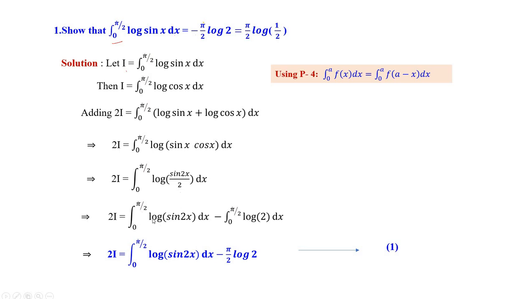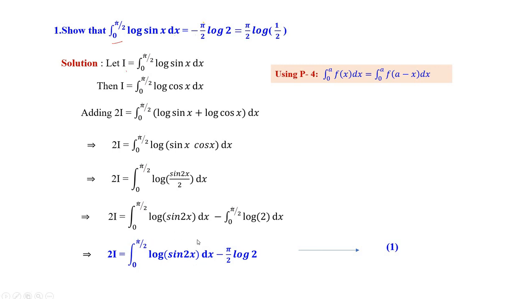Now, integral 0 to pi by 2 log a by b is log a minus log b. So we have used that, and this is what we have arrived at. Now we will consider this alone separately and show that this is nothing but I itself. So once that is shown, 2I minus I we will get, and that will be minus pi by 2 log 2, which is rewritten as this, because log 1 is 0, we can rewrite like this.